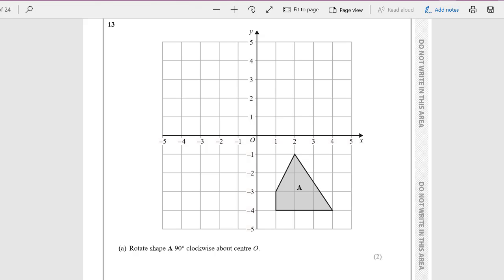Question 13, it says rotate shape A 90 degrees clockwise about center 0. So this is something that I wouldn't be able to show you offhand, but we know that it's rotating around center 0, the origin, and then 90 degrees clockwise, so clockwise about that way, 90 degrees. And if you were to plot it correctly, you would have, and I'm just going to draw it for you, with straight edges, of course.